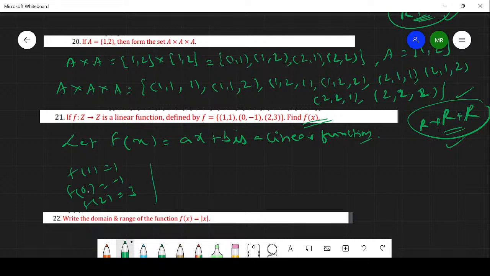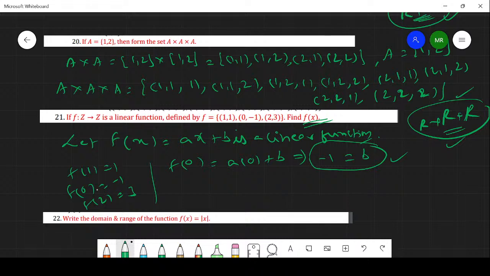So in that, if I use f of 0 equal to -1, replace here: f of 0 equal to a into 0 plus b. But we know that f of 0 is -1. So -1 is equal to b. So you will get b is equal to -1. We got one value. Because f of 0 is -1, a into 0 is 0. So b equal to -1 we got.